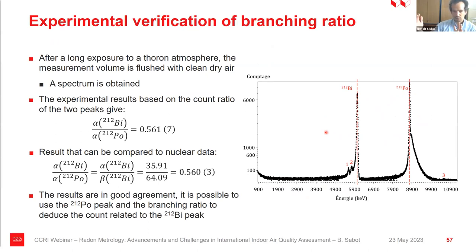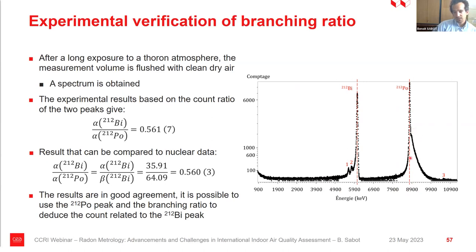The idea is that we circulate an atmosphere of thorium during a few days in the system so that the decay products are caught on the detector and that we reach a good counting statistic. Then we flush the system with clean air and we acquire spectra. And we have this nice spectra, with the bismuth 212 peak here and the polonium 212 peak on the right.